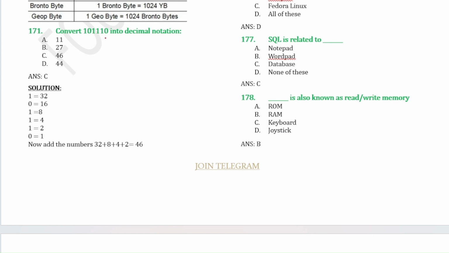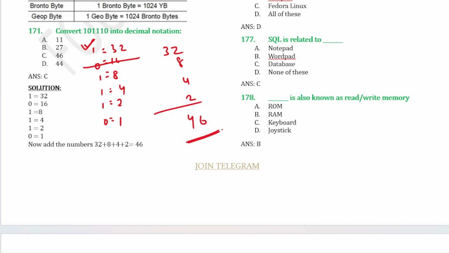Next question, convert this into decimal notation. So to convert this into decimal notation, first put the values 1 0 1 1 1 0. Now from downside you come, so if this is 1, the next will be double of this number. So double of 1 is 2, double of 2 is 4, double of 4 is 8, double of 8 is 16, double of 16 is 32. Now after that you will add only the numbers where there is 1. 0 you won't add. So 32 plus 8 plus 4 plus 2 will give you 46. So that's how you get 46.